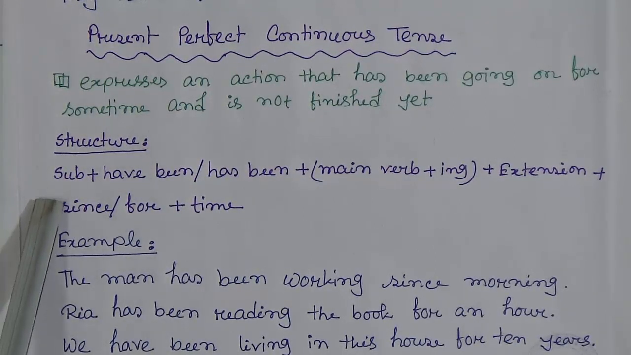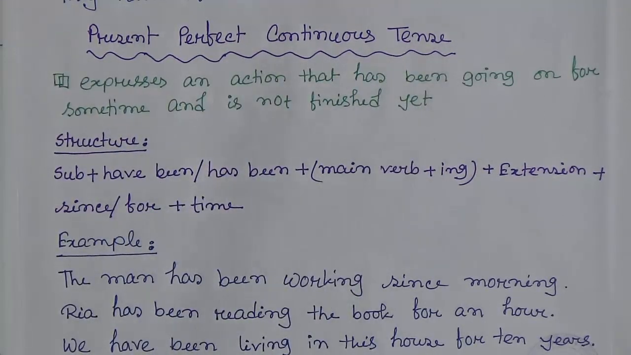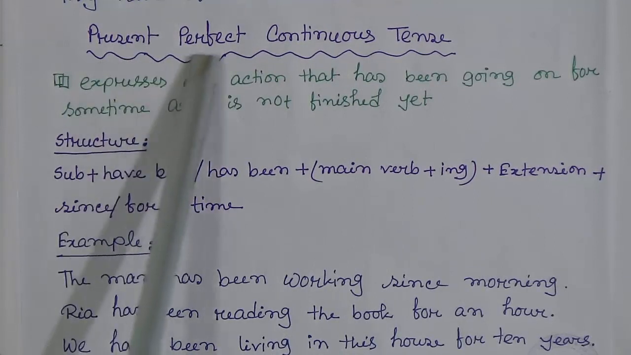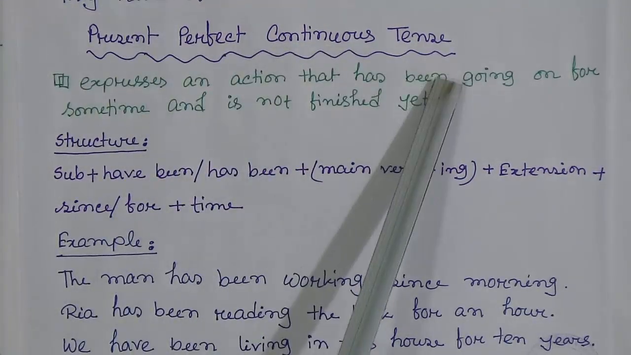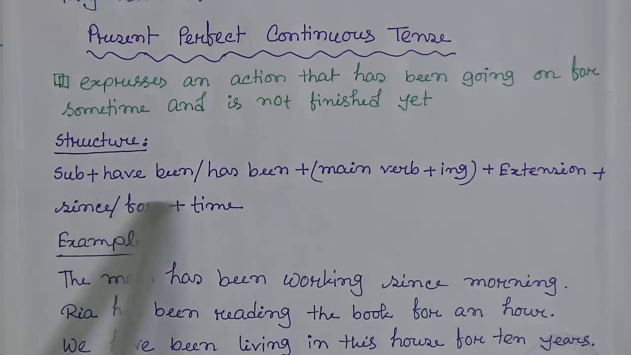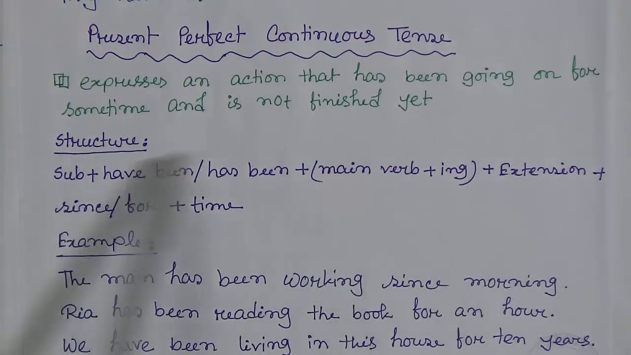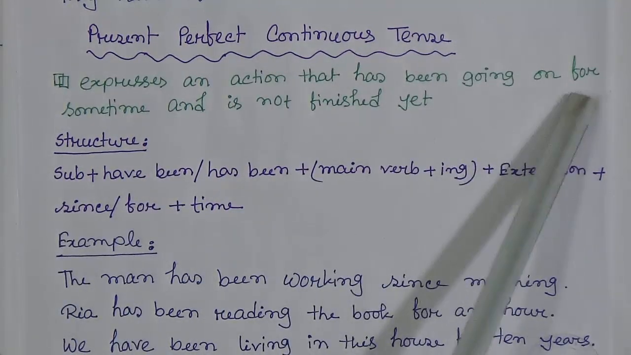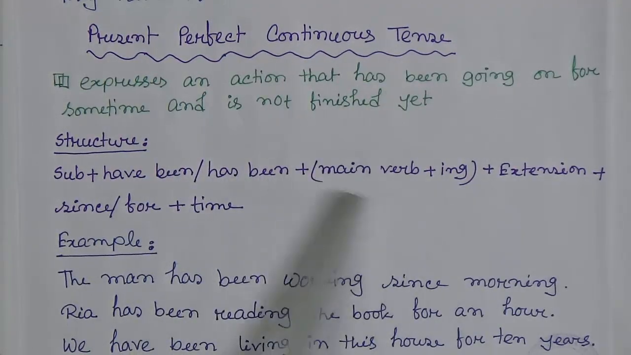I am repeating the structure of present perfect continuous tense. At first we have to know what present perfect continuous tense is. It describes or expresses an action that has been going on for some time and is not finished yet.